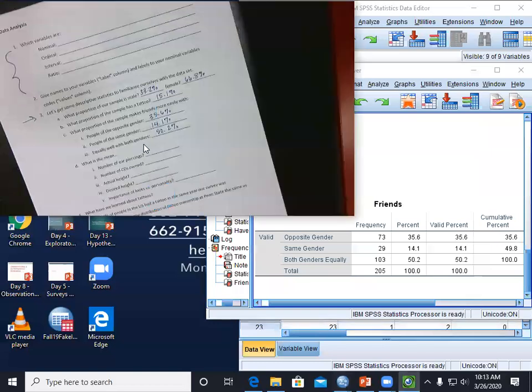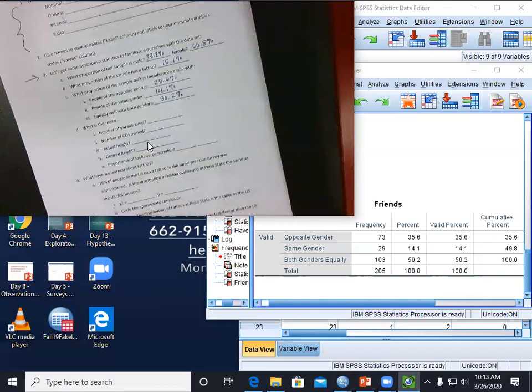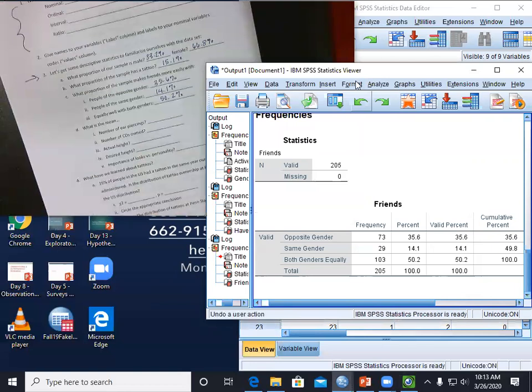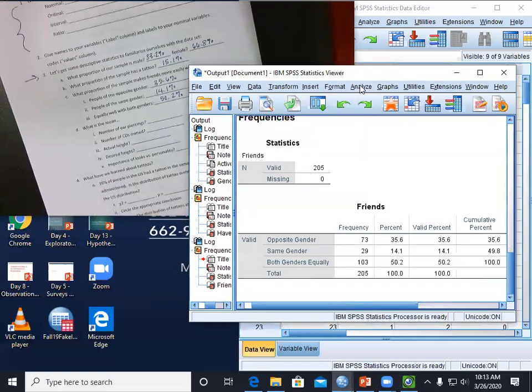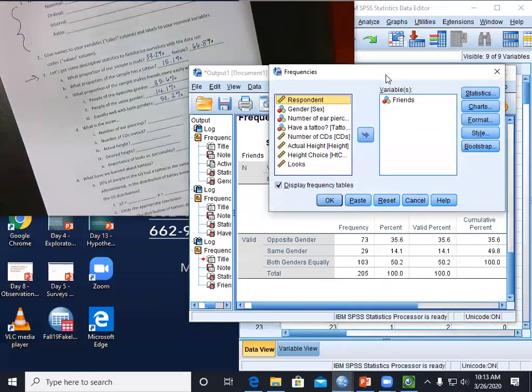Okay, on the worksheet, we move from proportions to means. Our descriptive statistic for these continuous variables: we want to know on average, how many ear piercings did this sample have? How many CDs did they own? What was their actual height? What was their desired height, etc. To get those means, we're going to go to Analyze, Descriptive Statistics, Frequencies again.